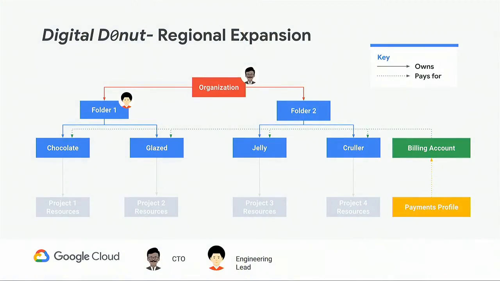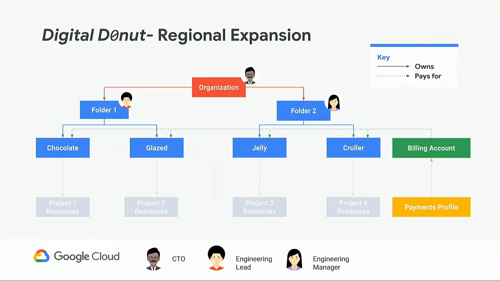The engineer that started at the company has now moved up the ranks, ended up becoming an engineering lead, has a few folks working under them, and becomes the folder administrator. As the folder administrator, they have full rights and access to all of the projects, chocolate and glaze underneath that, and all of the service level resources underneath. But with that growth into the new business division, we hired an engineering manager. And this engineering manager is going to be tasked with building out the business-to-business division for Digital Donut.